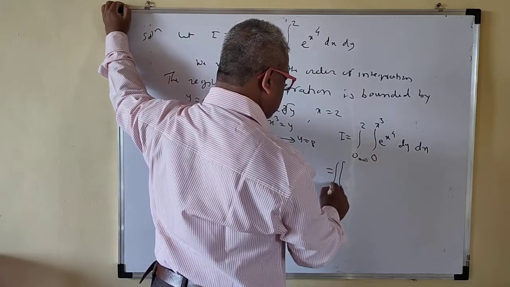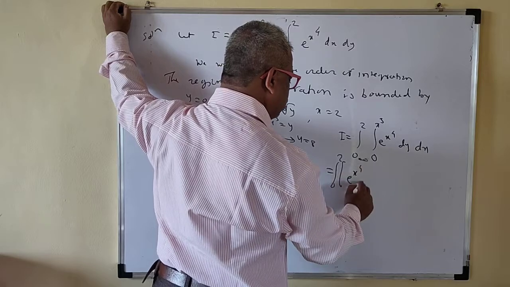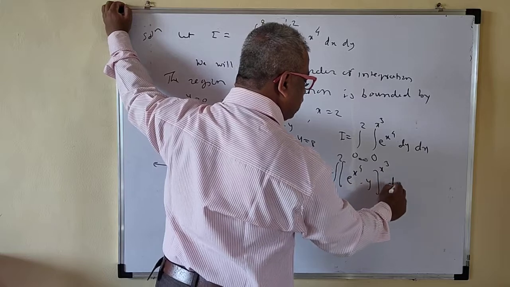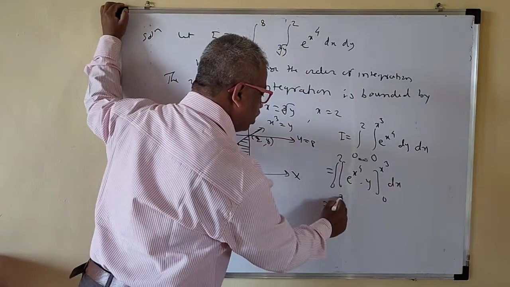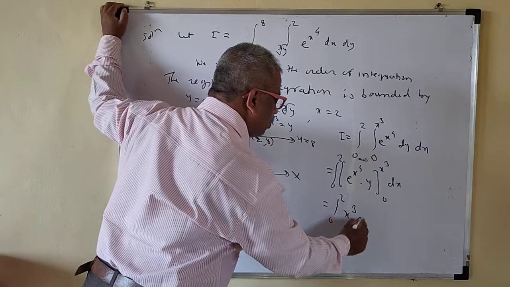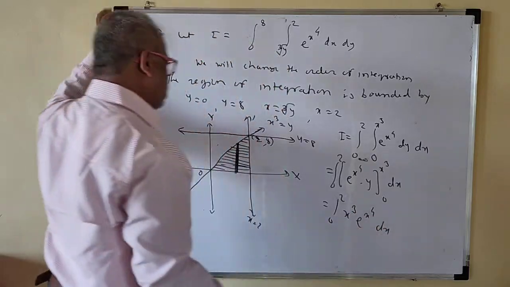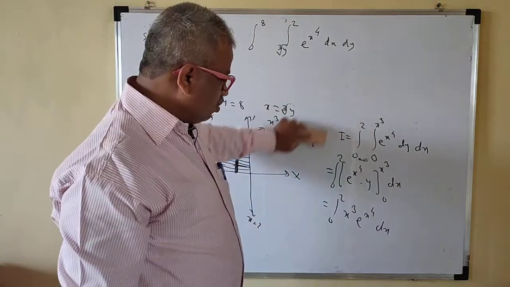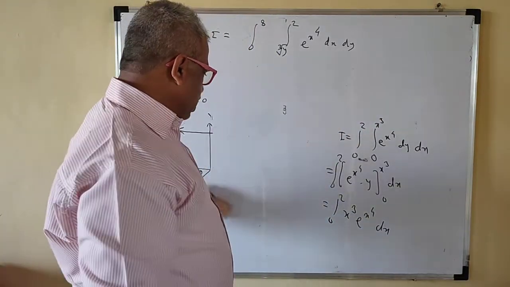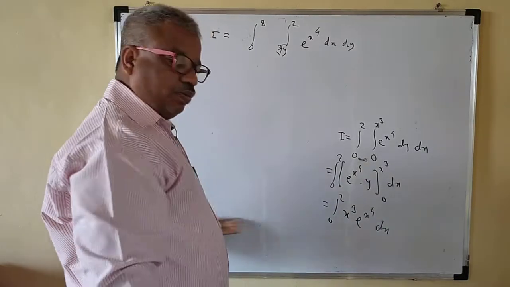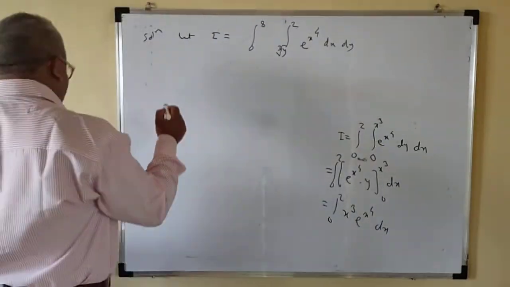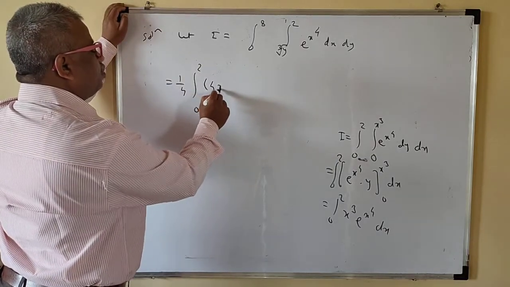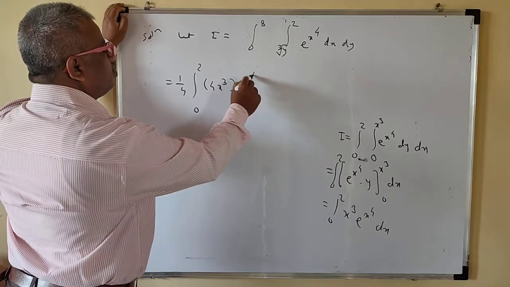Integrate this. So this is integral from 0 to 2 of e raised to x to the power 4 times y from 0 to x cube, dx. If you put the lower limit, it is 0. So this is x cube e raised to x to the power 4 dx. Now x to the power 4 is there, and what is the derivative of x to the power 4? x cube is also there. Only 4 is not there, we can manage the 4. We can write this as 1 by 4, integral from 0 to 2.